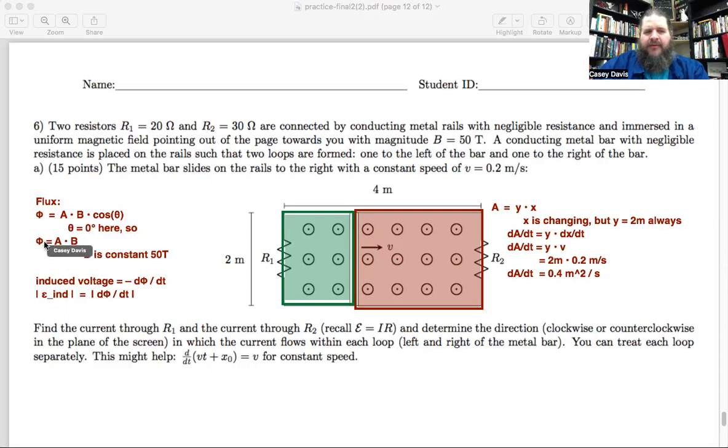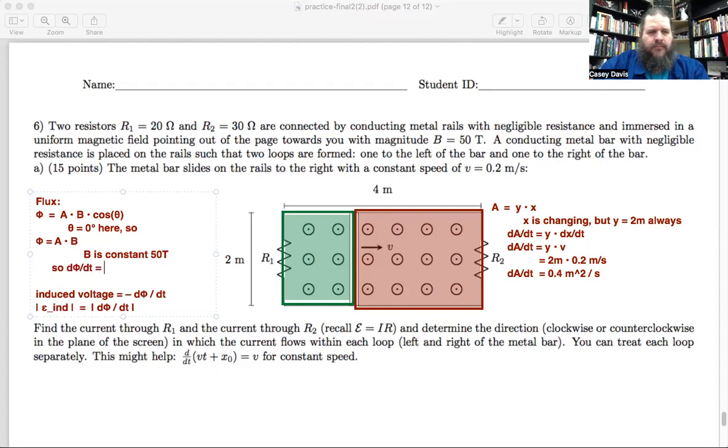And since if we take the derivative of flux, that is derivative of A times B, we know B is constant, so we can pull that out of the derivative. So we just get dA dt times that constant magnetic field. Since magnetic field is constant, we can pull that out of the derivative. And we know the derivative of area, that's 0.4 square meters per second. We know the magnetic field, that's 50 teslas. So we should be able to just multiply those together.